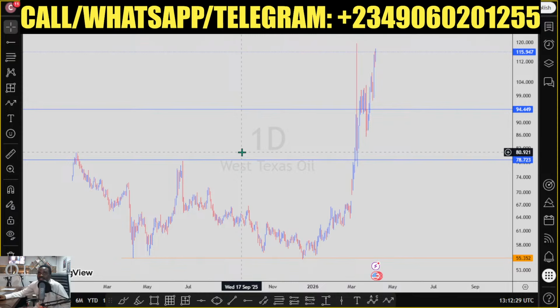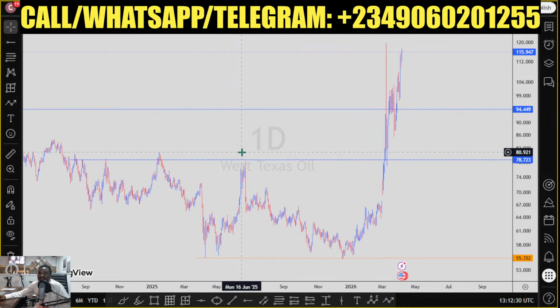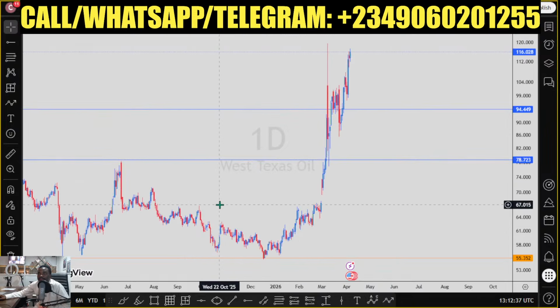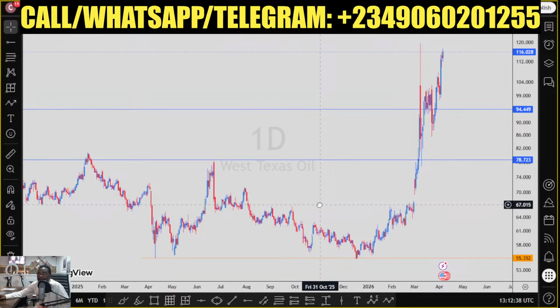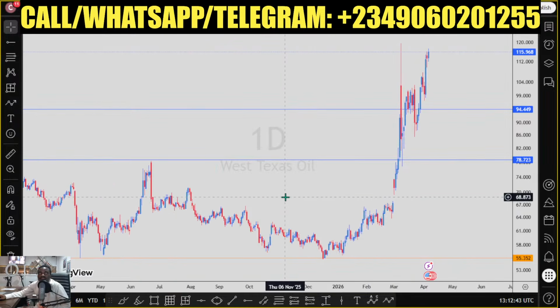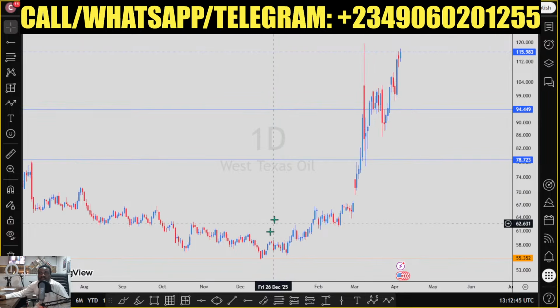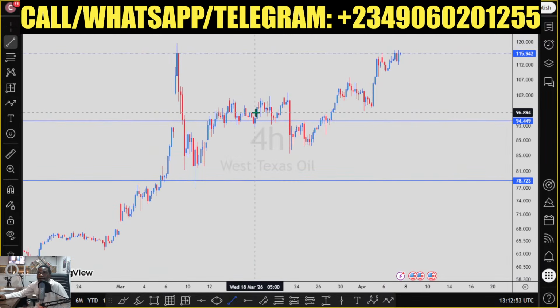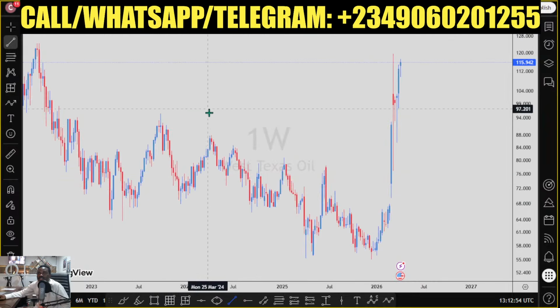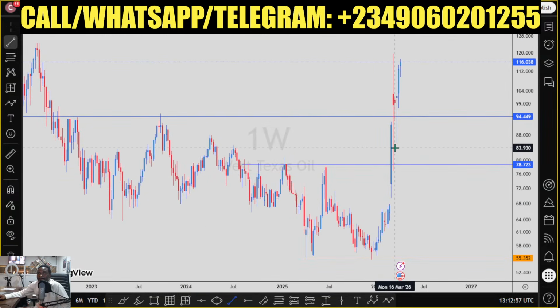Now on the day chart, this is what we have. Here comes the day chart. Day chart is bullish. We have a swing high here. Okay, let's go to the 4-hour chart. Let's get back to the weekly chart. Weekly is bullish.